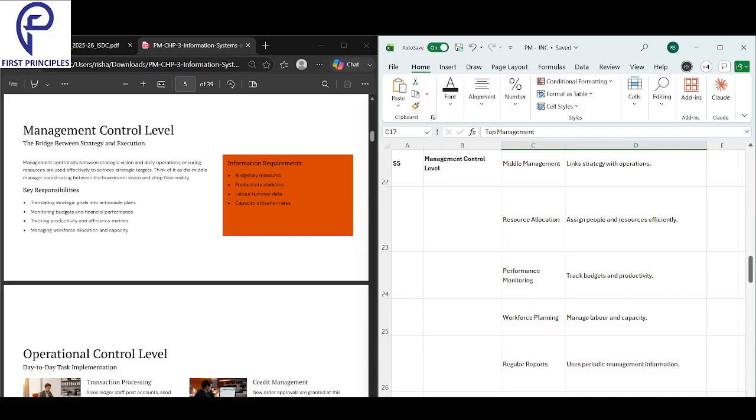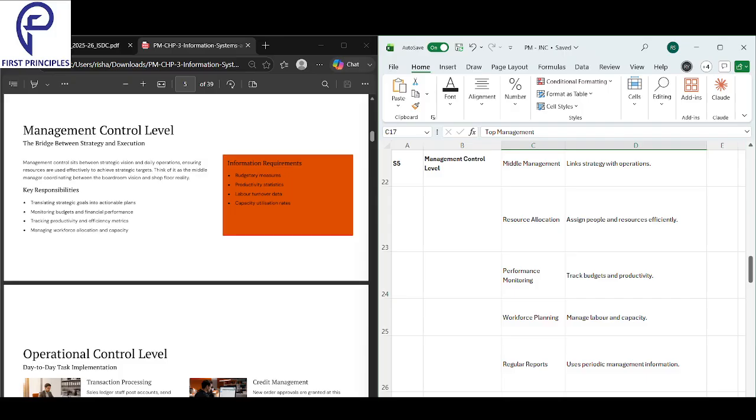Resource allocation: it assigns people and resources efficiently. The main job of the middle people is they'll tell you, you do this, you do this, you do this. They will just do the allocation. They will not do the work. They will just say Rakshita do this much, Monisha do this much, Sushmita do this much. Are they going to do it? No. Who's doing it? The operational level. They just do the allocation. This is what your job is. That's all. So that's about resource allocation.